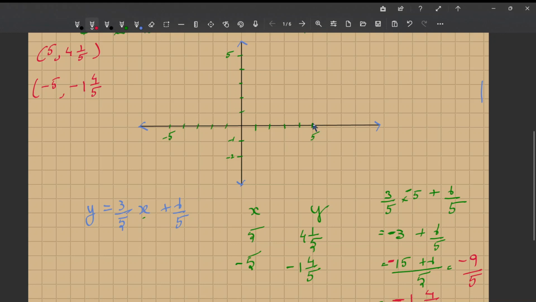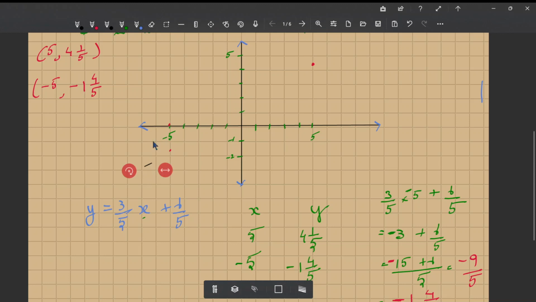So 5 and 4 and 1 by 5 is a little above 4. So this point, right? And negative 5 in the x-axis is here. It's a little in the negative side, of course. On the negative side, it would fall here. This would be your 1 and 4 by 5 in the negative side, right? So, yeah, 1 and 4 by 5. Now let us join these two points.